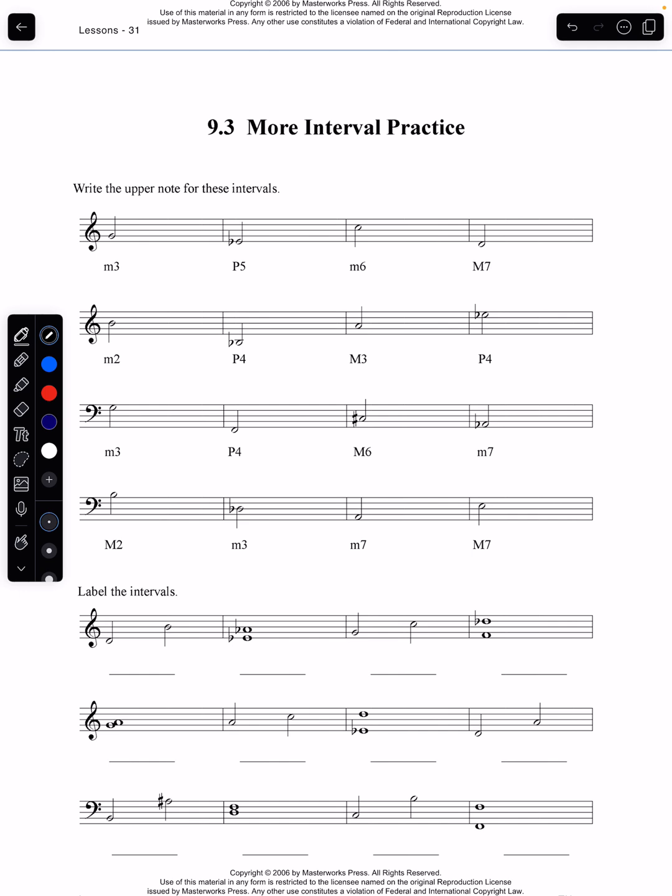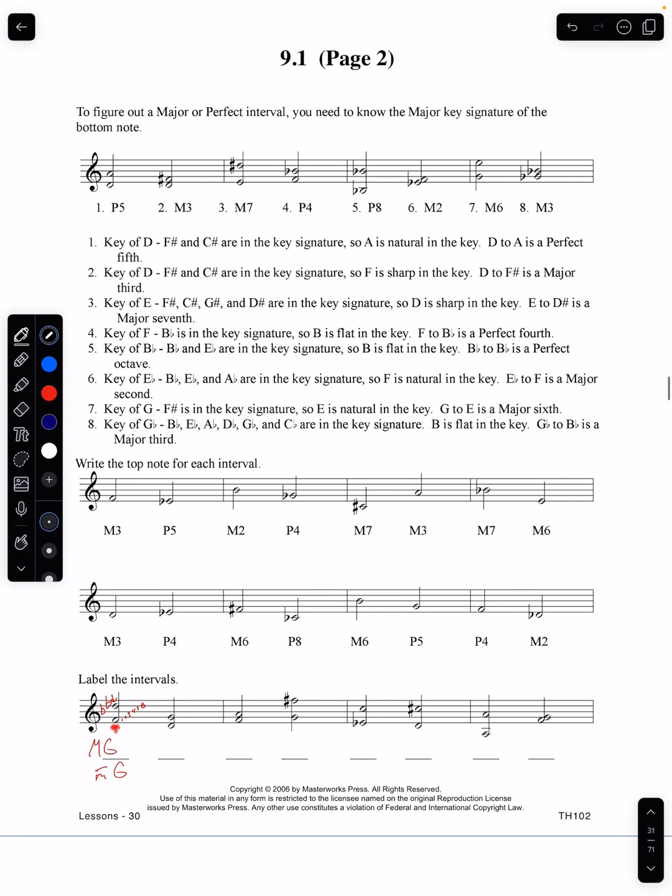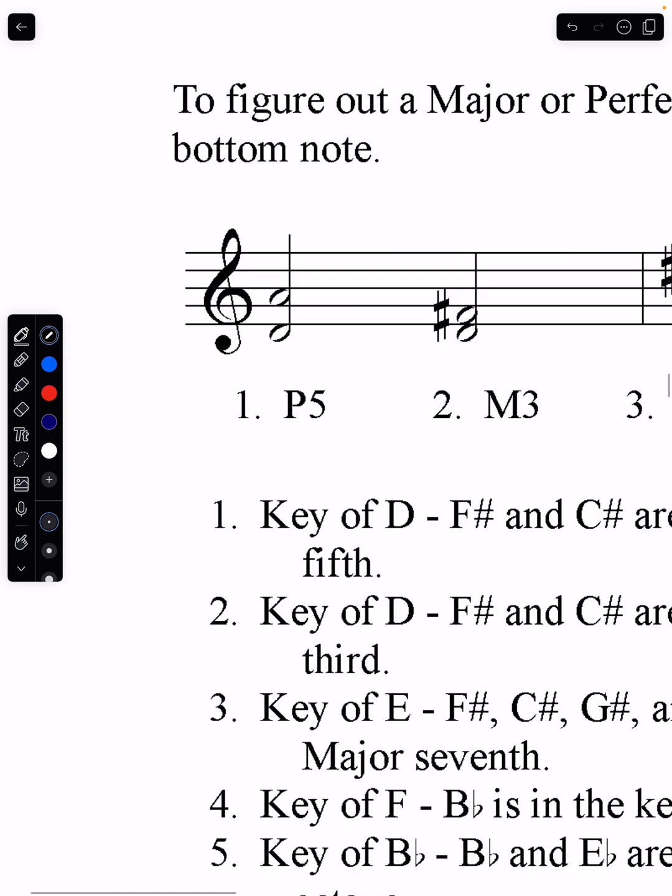Today, we're going to work on Book 2, Lesson 9.3, talking a little bit more about intervals, continuing our lessons from the last couple weeks. So, taking a look back at what we've talked about with intervals so far, we started off by just measuring the number, or the distance, of an interval. We started with this perfect fifth. We started with the number 1 on the bottom, and we went 1, 2, 3, 4, 5.